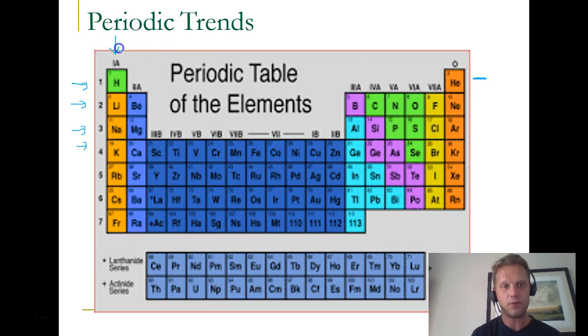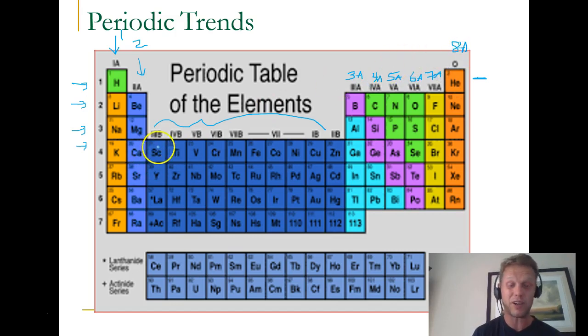Up and down, we have groups. This is group 1. This is group 2. Okay? So I don't want you to worry about any of these guys right now, but we skip all these guys, and we call this group 3, 4, 5, 6, 7, 8. Okay? And sometimes they'll even put an A beside here. Okay, 4A, 5A, 6A, 7A, 8A, and I'll explain to you why later. We're not so concerned right now about that.